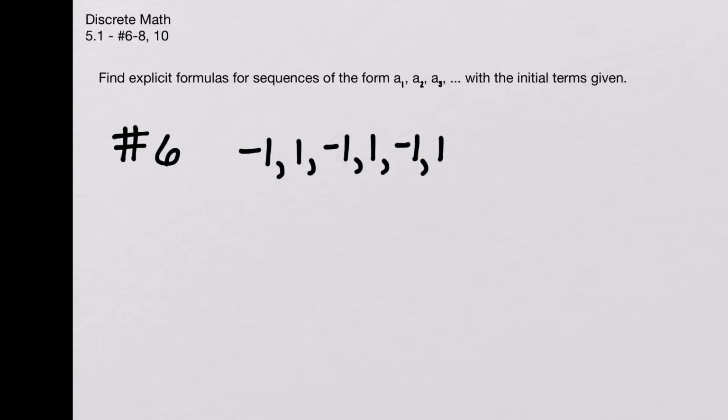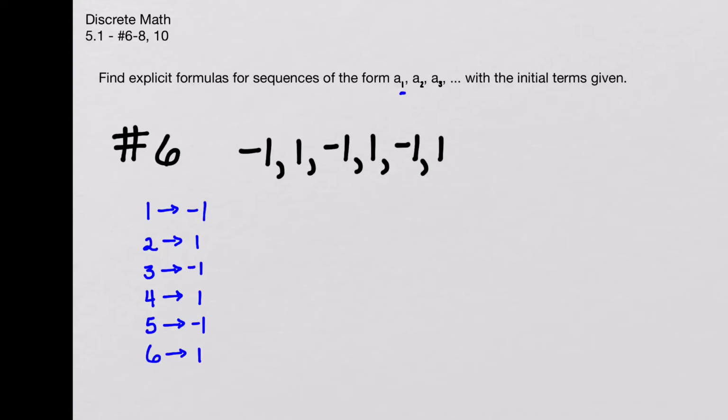In this problem, we need to find an explicit formula for each sequence. And the sequence is of the form a sub 1, a sub 2, a sub 3. So what this tells me is each time we're starting with n equals 1. To find an explicit formula, the first step is I'm going to make a relationship between our variable n, which starts at 1, so 1, 2, 3, 4, and so on, and the terms of the sequence, which in this case are -1, 1, -1, 1, and so on.